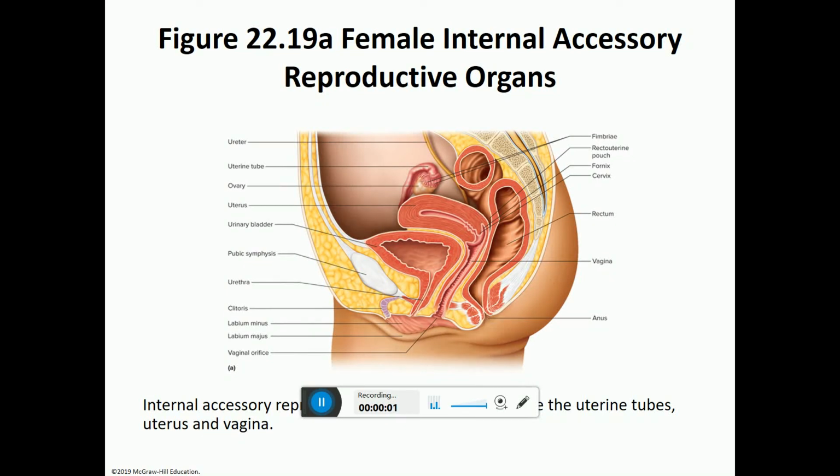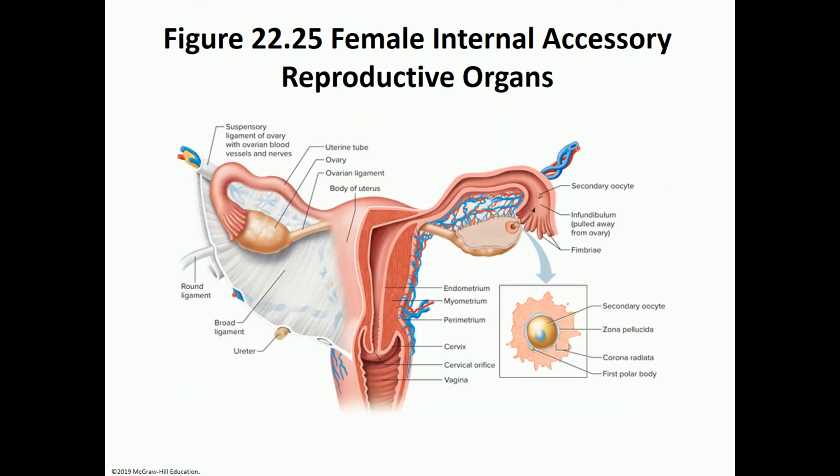Now in this part we'll talk about the accessory organs of the female reproductive system. We'll talk about the internal first, followed by the external. So the internal accessory organs are the fallopian tube, the uterus, and the vagina. And here you can see them out of the body, where we'll talk first about the fallopian tube.